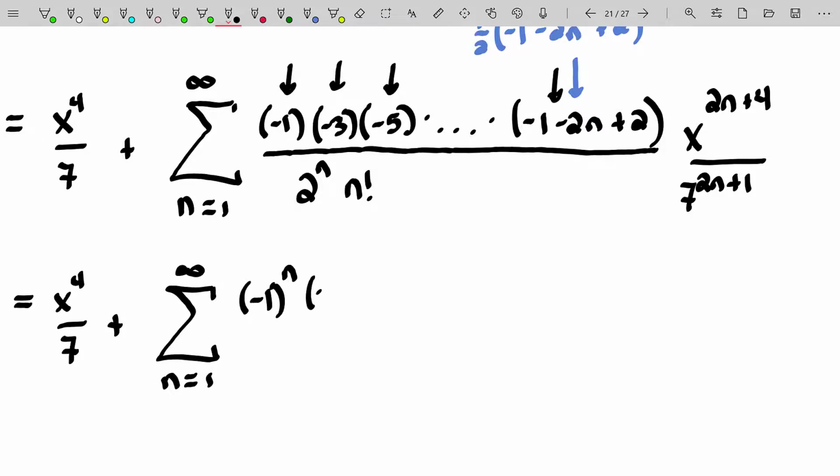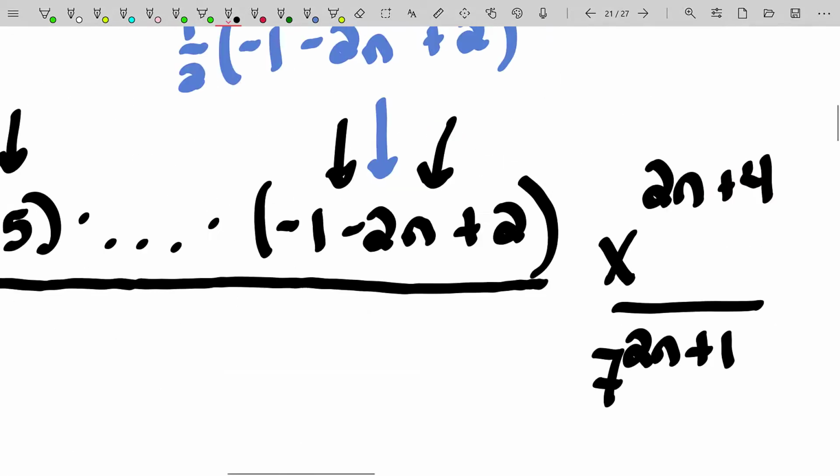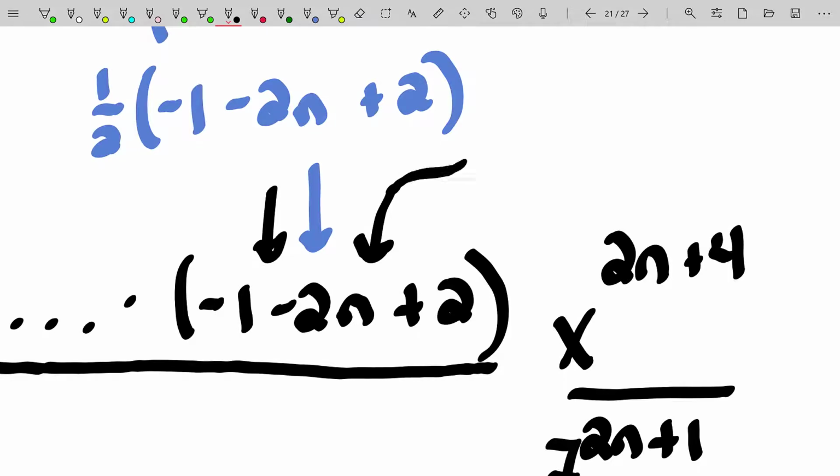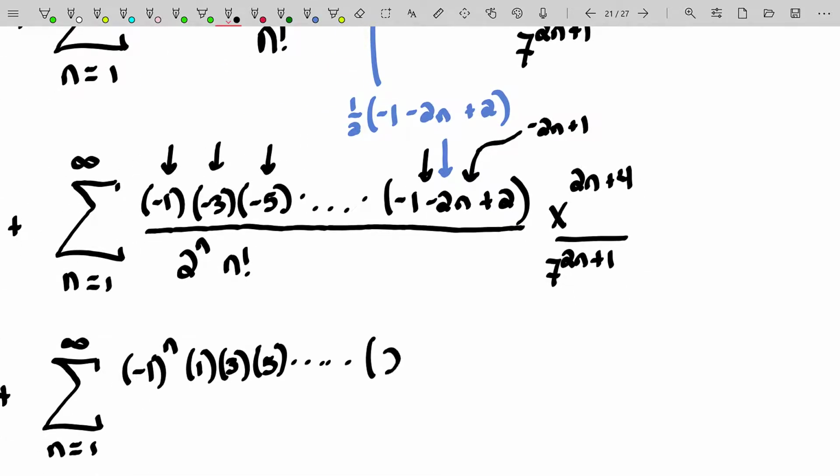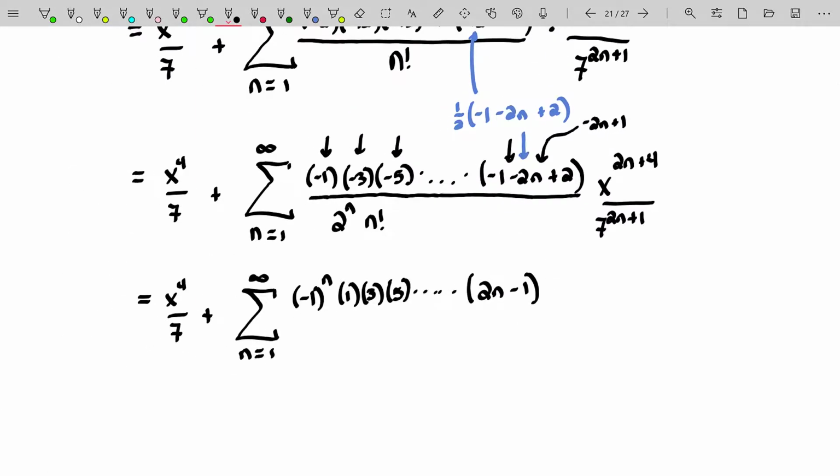And when I do that, I'm left with just 1, 3, 5, and so on and so forth, all the way down the line until you get to this guy right here. And by the way, I didn't really bother writing it, but this is actually equal to -2n plus 1. If you were to factor a negative off that, that is actually a positive 2n minus 1. And that should look familiar to you. This is all over 2 to the nth, n factorial, and we still have an x to the 2n plus 4, and a 7 to the 2n plus 1.